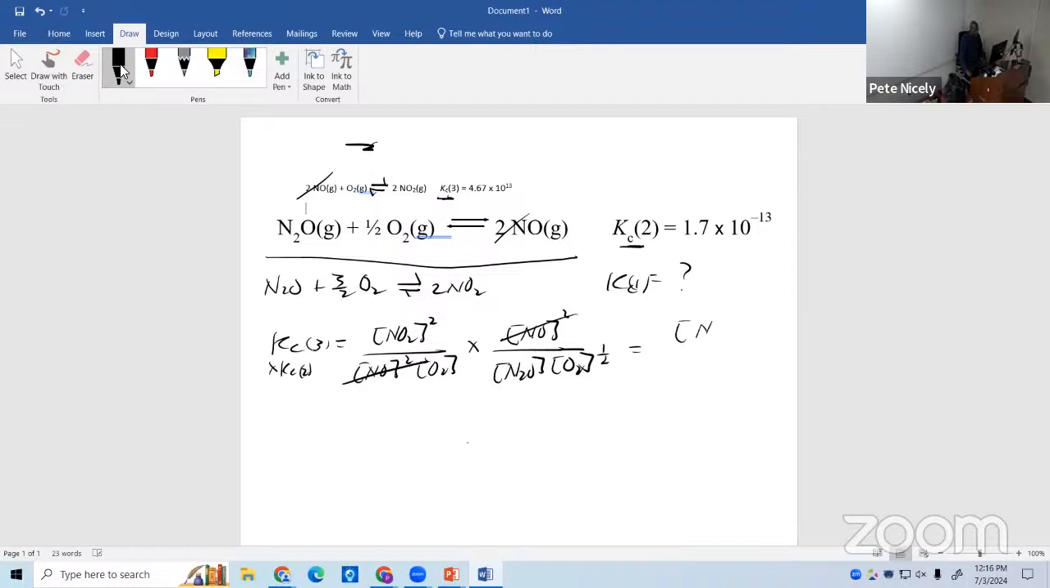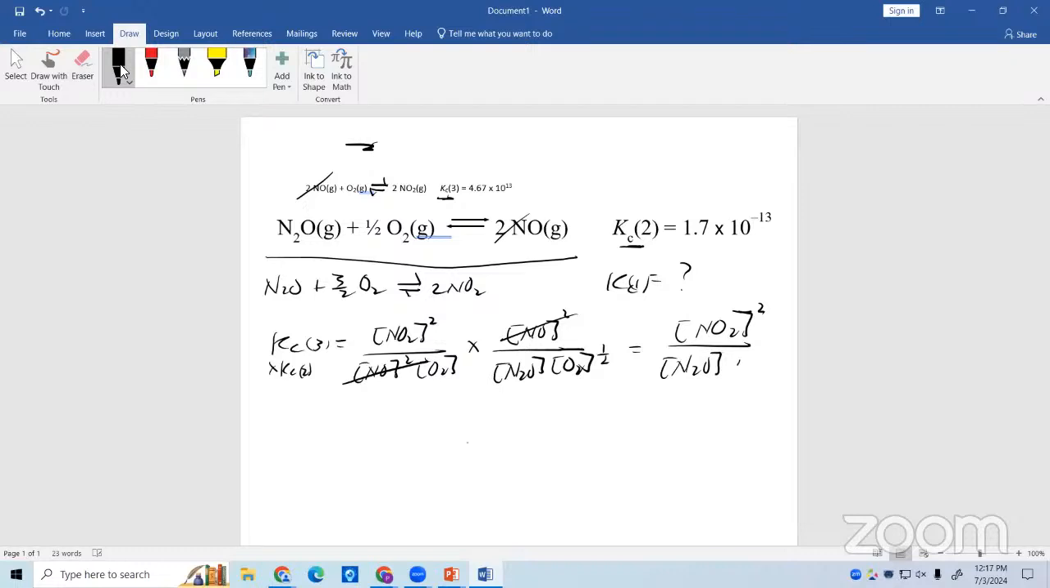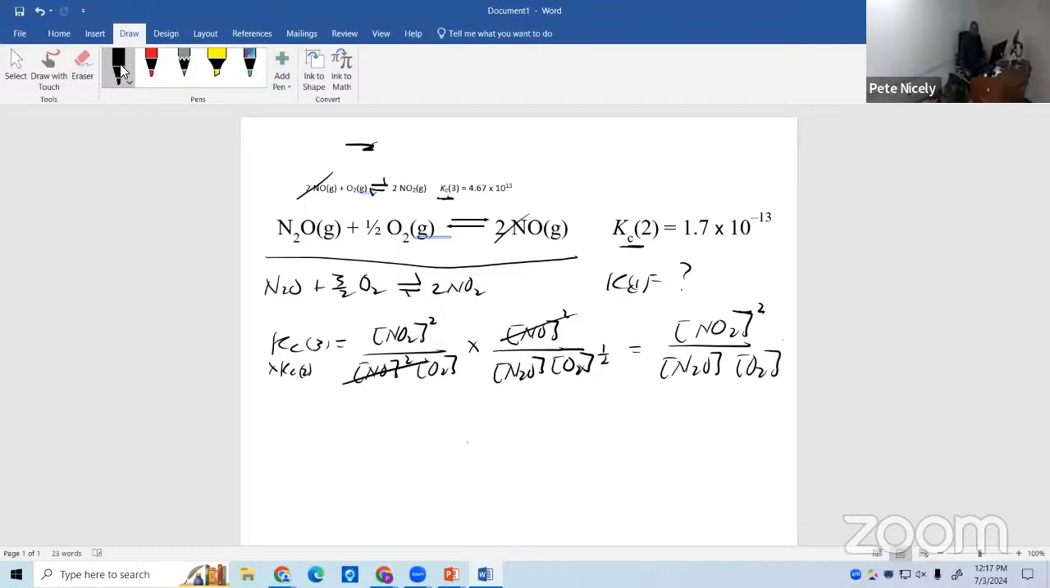the concentration of NO2 squared divided by the concentration of N2O times the concentration of O2 raised to the 3/2, right? And if you look at this closely, you'll see that this is the same thing as KC1, this equation right here. So multiplying KC3 by KC2 will give KC1, right?